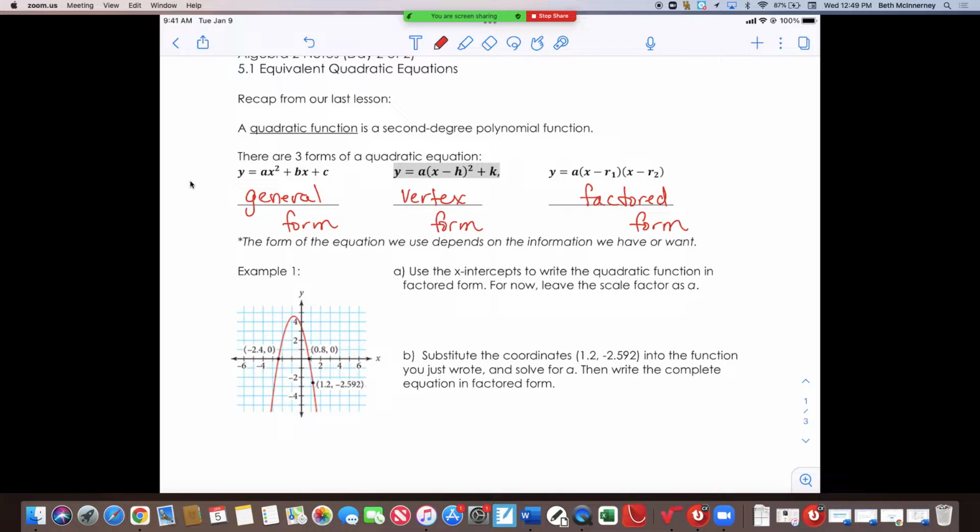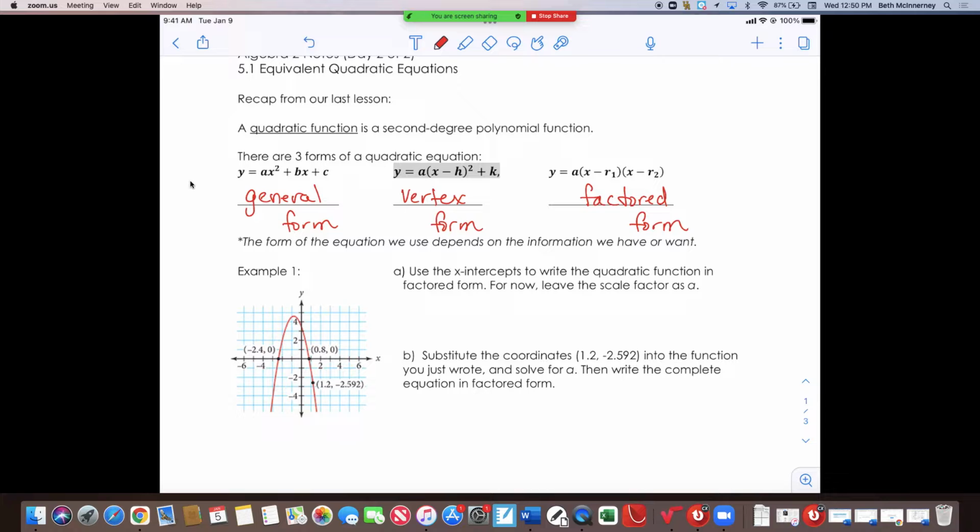So you need to make sure you know all three forms. You are going to have to put a little extra effort in to try to remember them. Okay, you do need to remember those. So the form of the equation we use depends on the information we have or want.